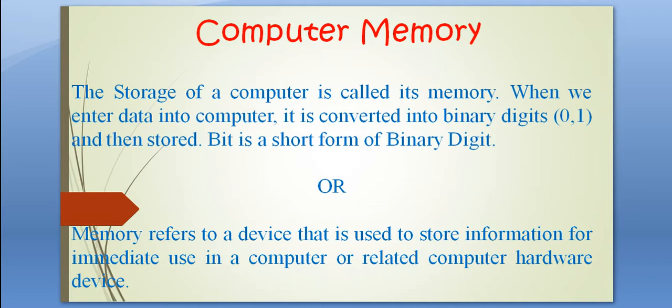When we enter data into a computer, it is converted into binary digits. Binary digits in the sense 0 or 1, and then stored. Bit is a short form of binary digit: 0 means 1 bit, 1 means 1 bit. So overall there are 2 bits. And the second definition of computer memory is: memory refers to a device that is used to store information for immediate use in a computer or related computer hardware device.